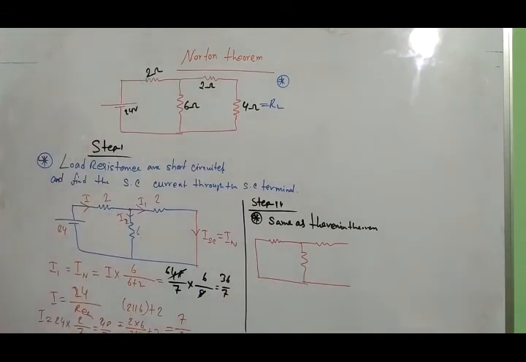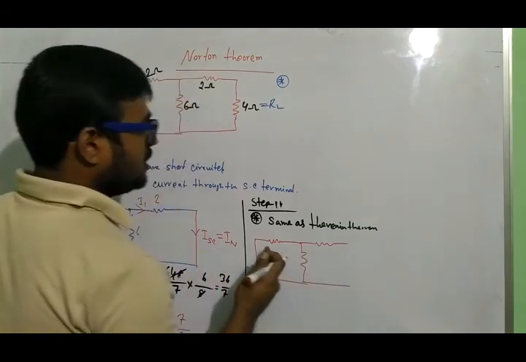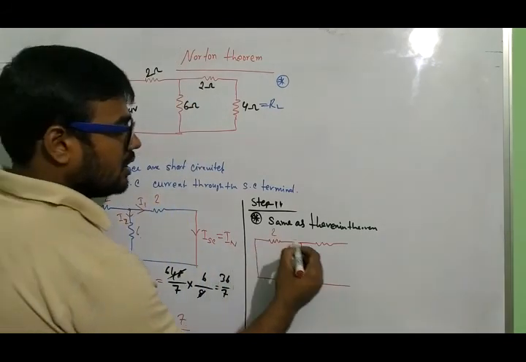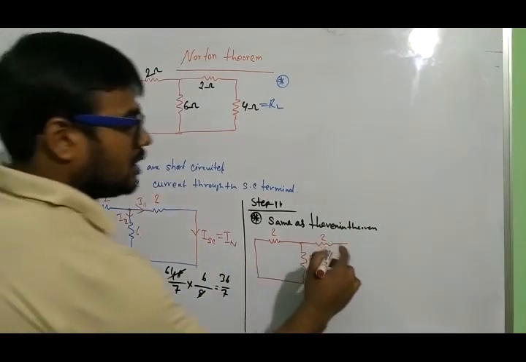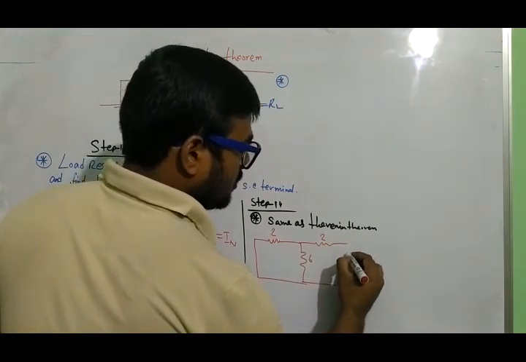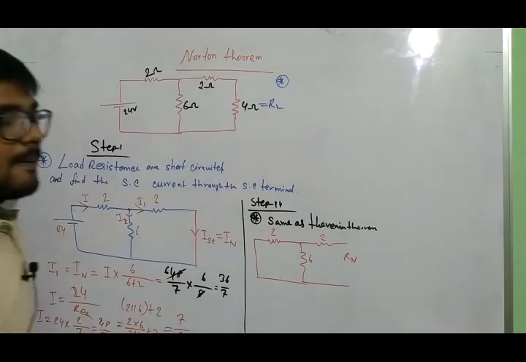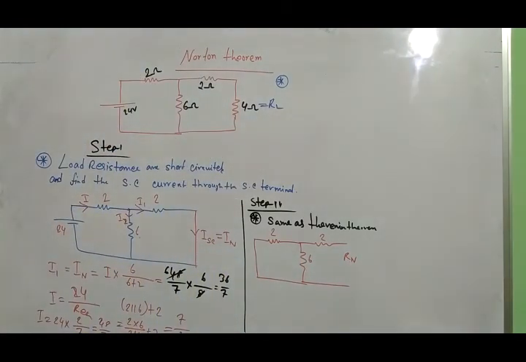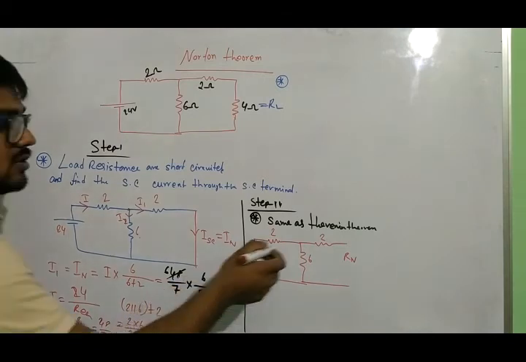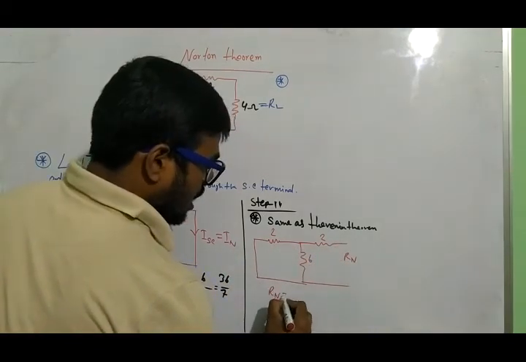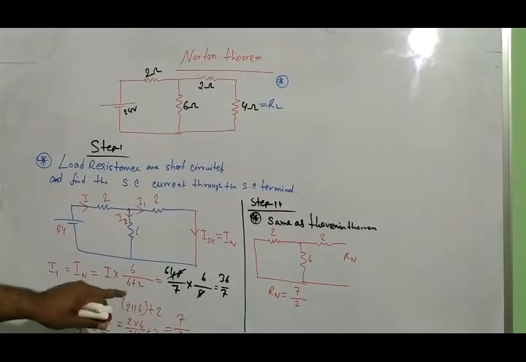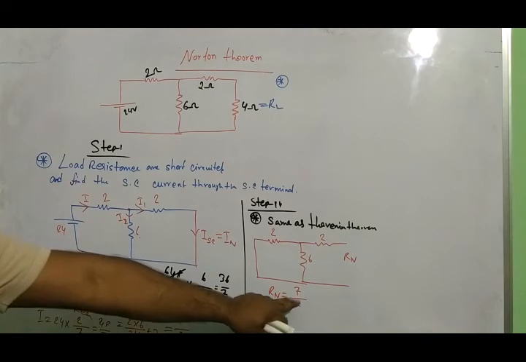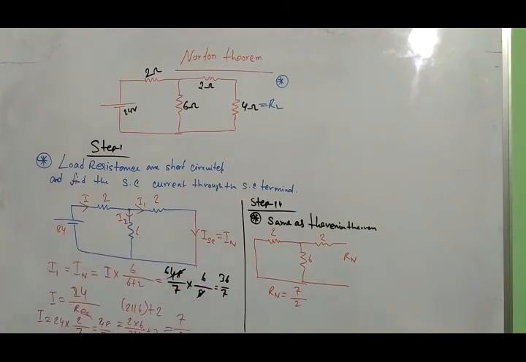Here you can see that the load resistance is open and the supply voltage is shorted, right? So this is the open terminal. From this open terminal I find Rn. In Norton this is called Rn, in Thevenin this is called RTH. So what is the value of Rn? Rn equals 7 by 2. For the previous problem we got 7 by 2.